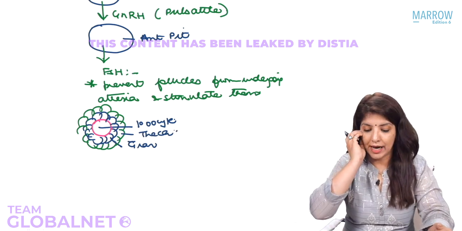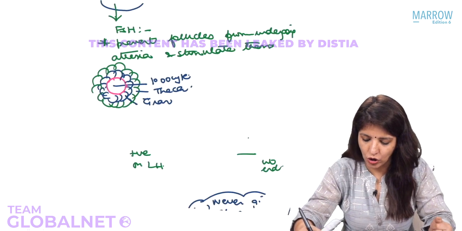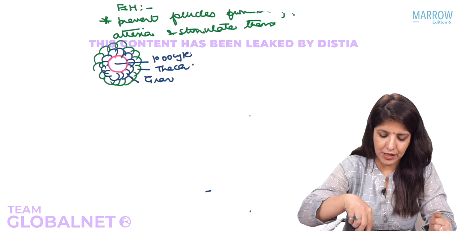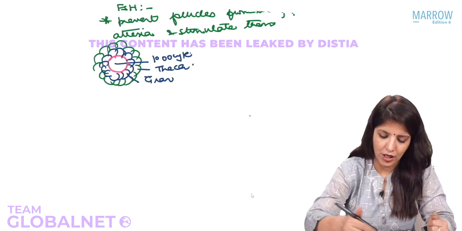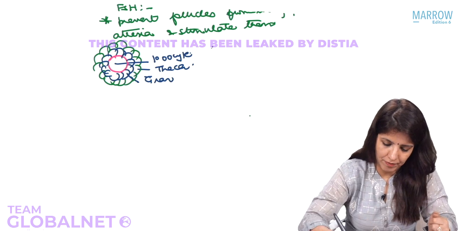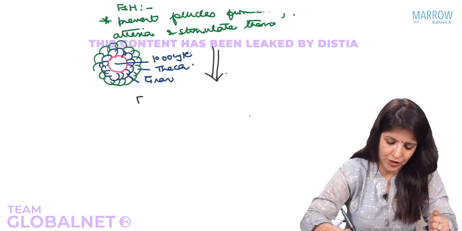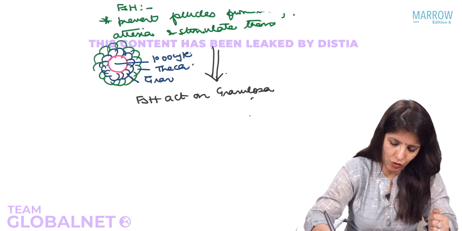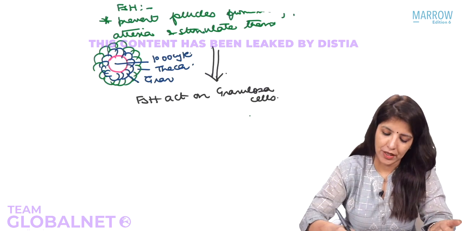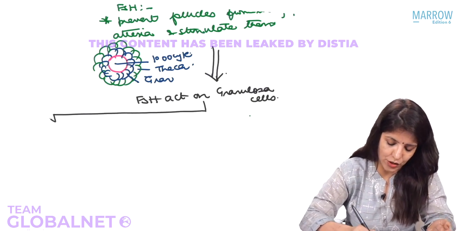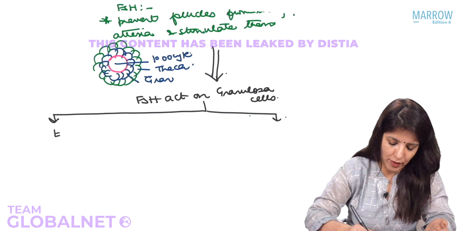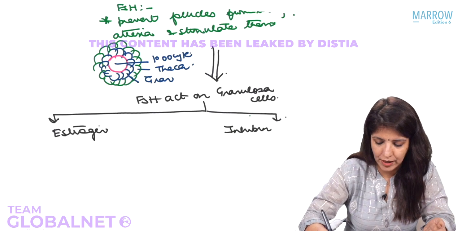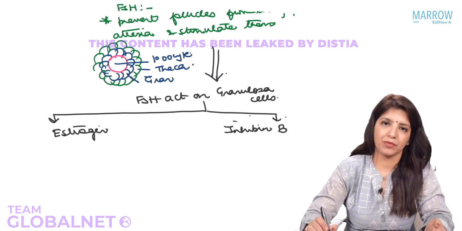Now, by stimulated, I mean that FSH will act on the granulosa cells, and from the granulosa cells, it will release estrogen and inhibin, right? So, FSH will act on the granulosa cells of the follicles which got stimulated, and from these granulosa cells it will release two hormones. Number one, it will release estrogen, and number two, it will release inhibin. And which inhibin? Inhibin B, right?